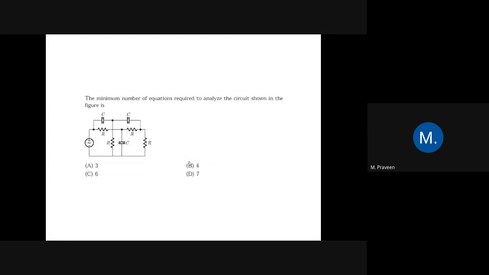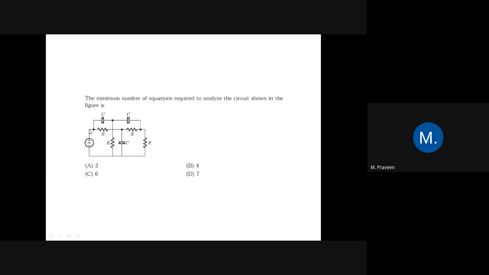Let's move on to the next question. The minimum number of equations required to analyze the circuit shown in the figure is dash. Actually, here the nodal point is not given. For easy understanding, I am giving the nodal point. Can you guess what is the minimum number of equations required to analyze the circuit?